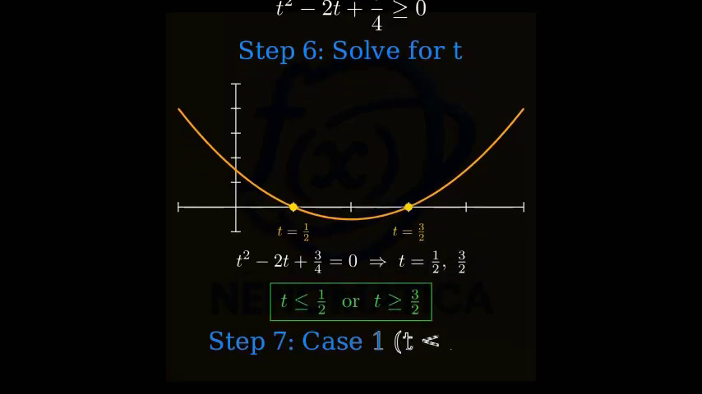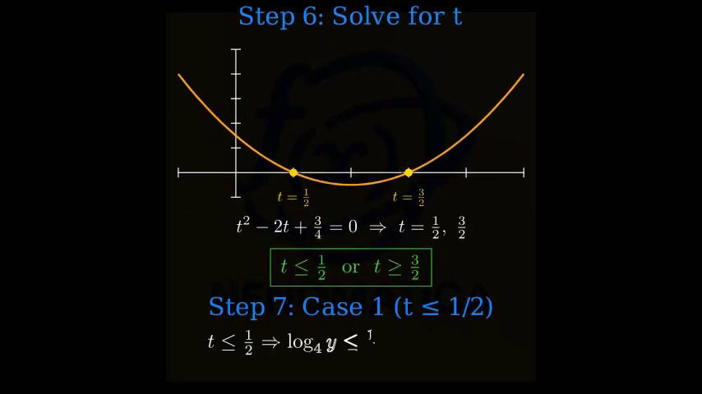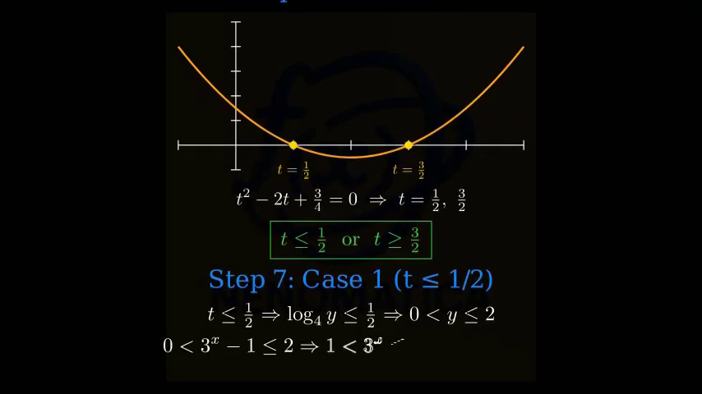Step 7. Back substitute. If t is less than or equal to 1/2, then log base 4 of y is less than or equal to 1/2. So 0 is less than y, and y is less than or equal to square root of 4, which is 2. With y equal 3 to the x minus 1, this becomes 0 less than 3 to the x minus 1, less than or equal to 2. So 1 is less than 3 to the x less than or equal to 3, which means 0 is less than x less than or equal to 1.